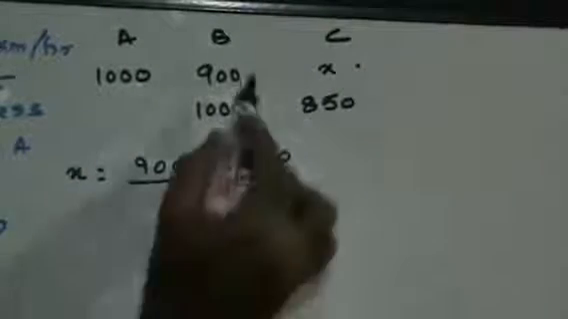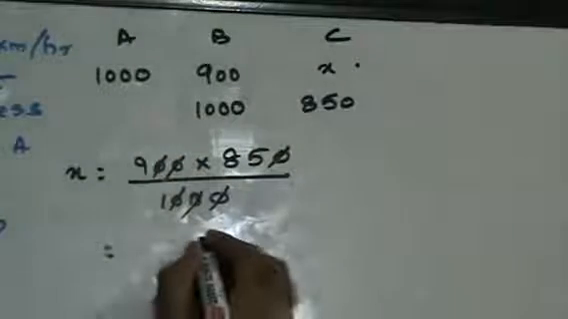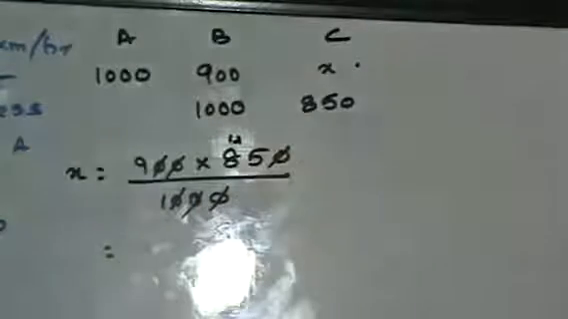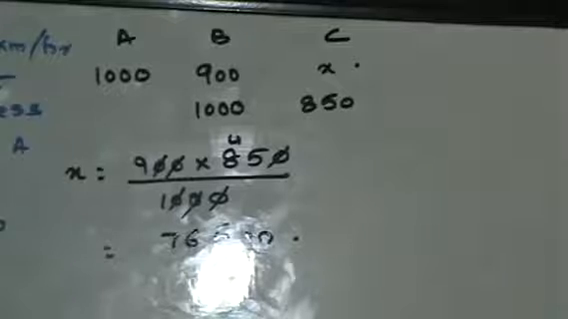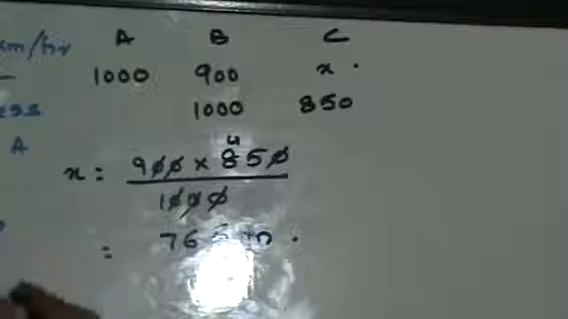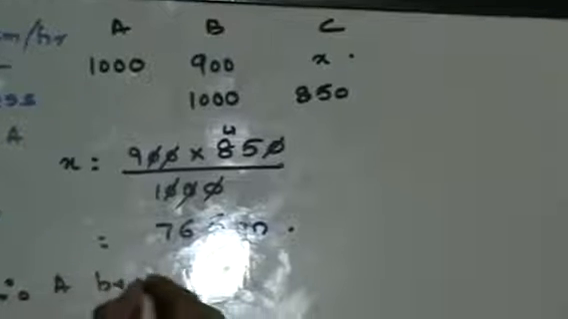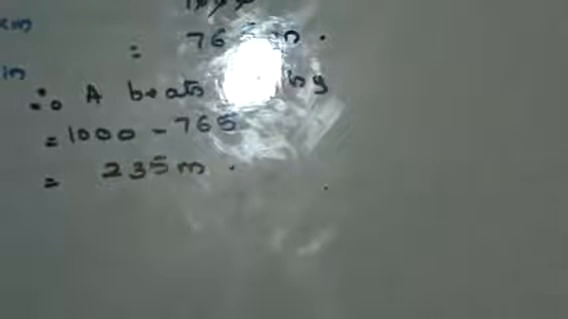If I use the unitary method, 900 into 850 by 1000. 9 5s are 45, 9 8s are 72, 765 meters. So by the time A covers 1000 meters, B would have covered 765 meters. Therefore, A beats C by 1000 minus 765, 235 meters. So A beats C by 235 meters. Fine, do we get this thing here?